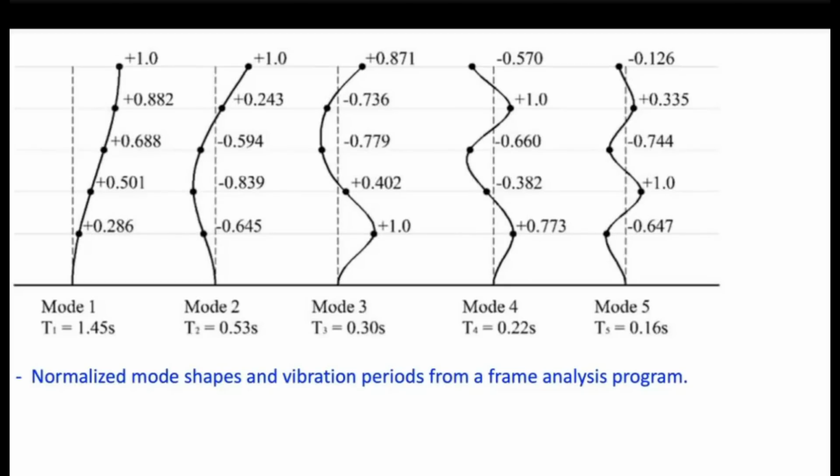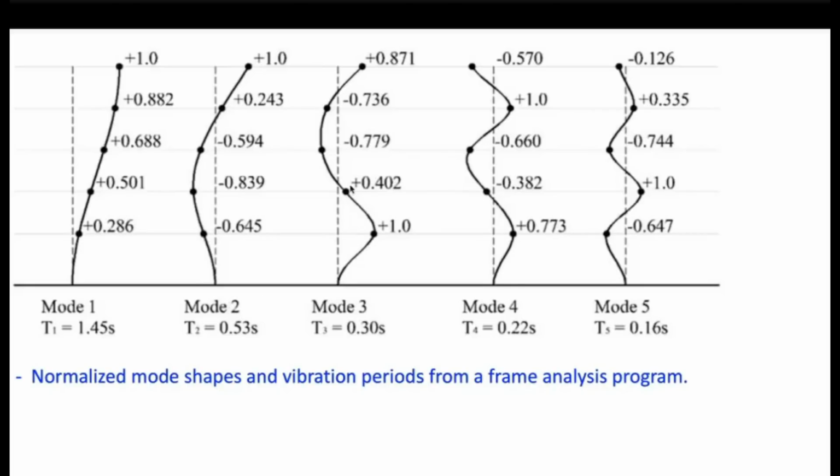The second mode is identified if some masses are moving in one direction and some masses are moving in the other direction, and there is one point where the deflected shape crosses the undeflected shape once. When you see that there is one crossing, that is the second mode.